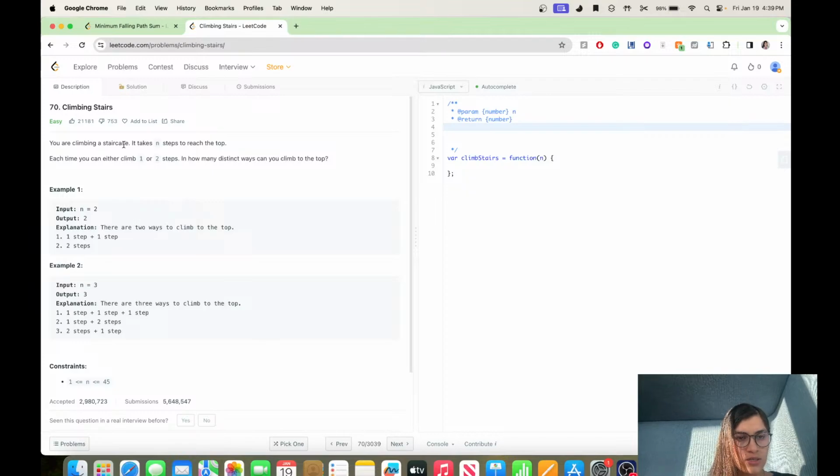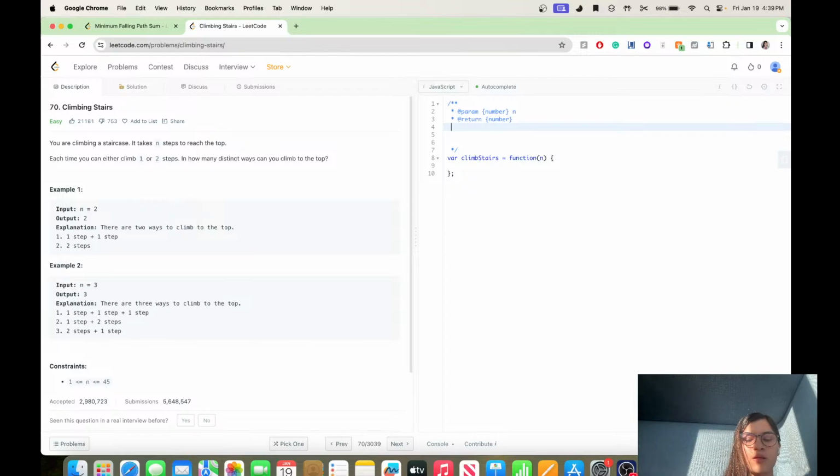You are climbing a staircase. It takes n steps to reach the top. Each time you can climb either one or two steps. In how many distinct ways can you climb to the top? So the question is basically saying that there is a staircase and I have to reach the top. There are stairs and I can climb either one step at a time or two steps at a time.